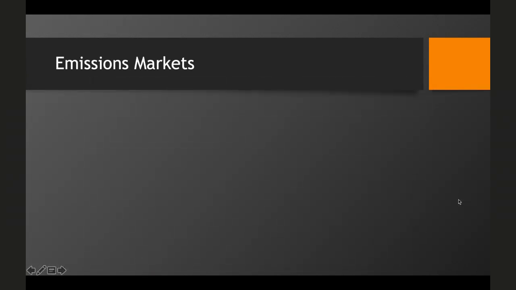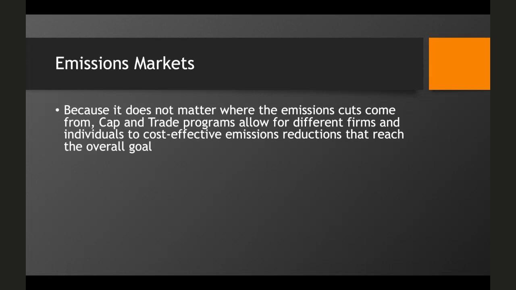So the logic behind emissions markets is that it doesn't matter where the emissions come from. If you have 4 firms in an economy, you're looking at how the economy's emissions levels reduce overall, even if that's unevenly distributed within the 4 firms in that economic sector. So it allows different firms and individuals to reach cost-effective emissions reductions that reach the overall goal, because you're setting the overall goal at a sustainable level, and you're only issuing that many permits that would meet that level.